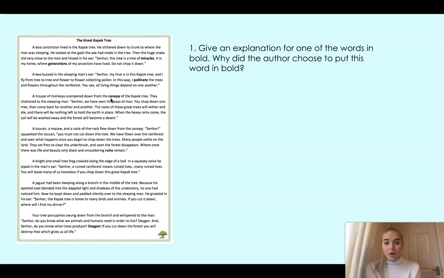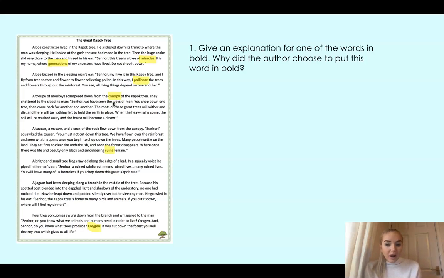Okay, final one now. Give an explanation for one of the words in bold. So the words in bold are these types of words here. So miracles, generations, canopy, etc. Why did the author choose to put this word in bold? I want you to pause the video, have a go, see if you can answer this question by writing your answer down, okay? Off you go.